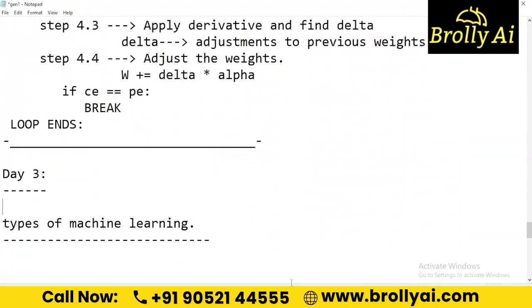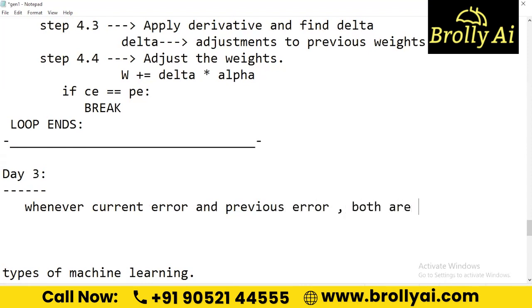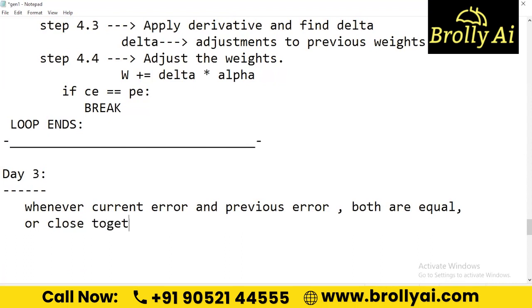So before coming to the types of machine learning, here I do one thing. Whenever current error and previous error are both equal, or close together, or deadly close together, the training of the model is completed.